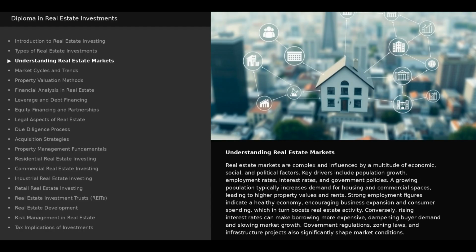Strong employment figures indicate a healthy economy, encouraging business expansion and consumer spending, which in turn boosts real estate activity. Conversely, rising interest rates can make borrowing more expensive, dampening buyer demand and slowing market growth. Government regulations, zoning laws, and infrastructure projects also significantly shape market conditions. Analyzing these factors is essential for making informed investment decisions and predicting future market performance.